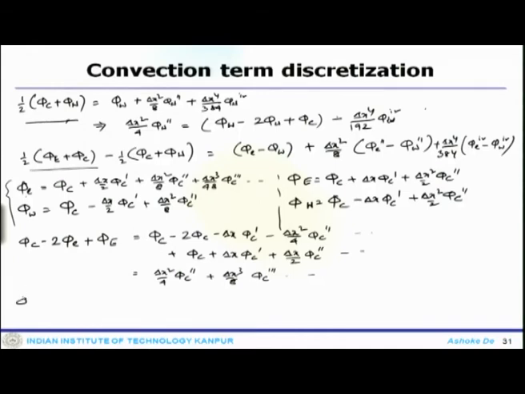Similarly, one can write phi w minus 2 phi small w plus phi c, which will give you del x square by 4 phi c double prime minus del x cube by 8 phi c triple prime and so on.